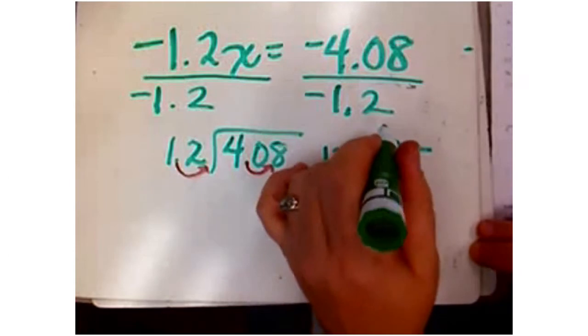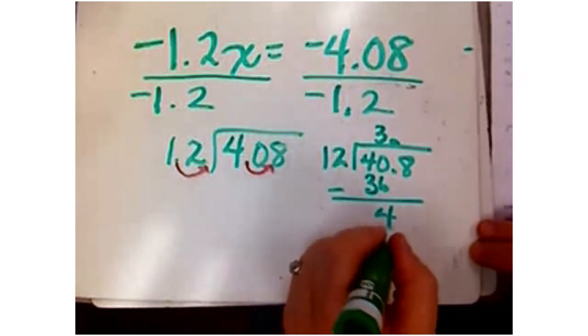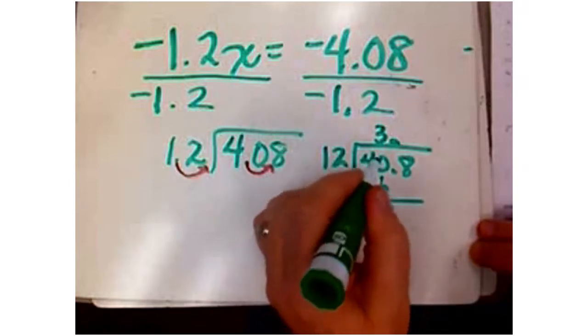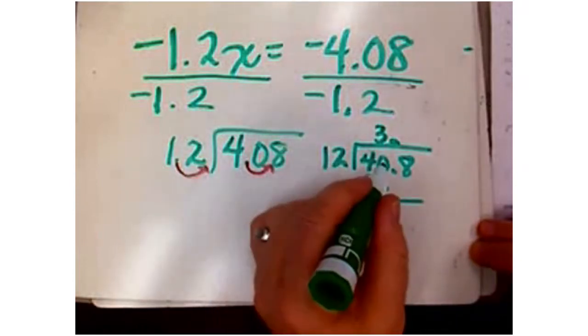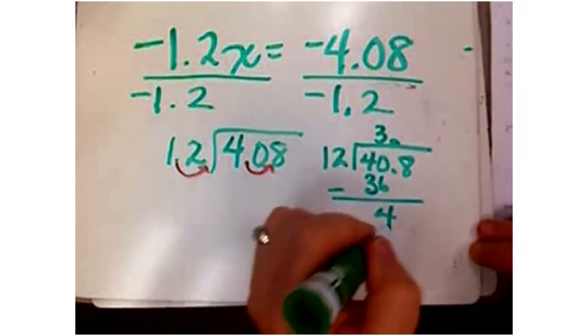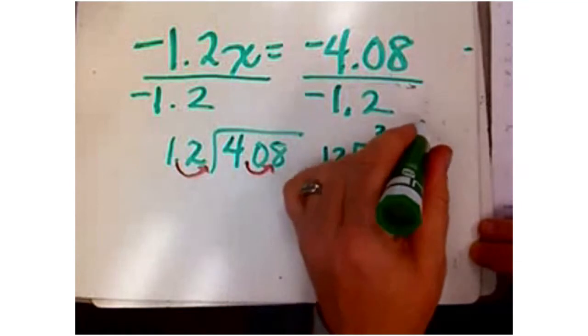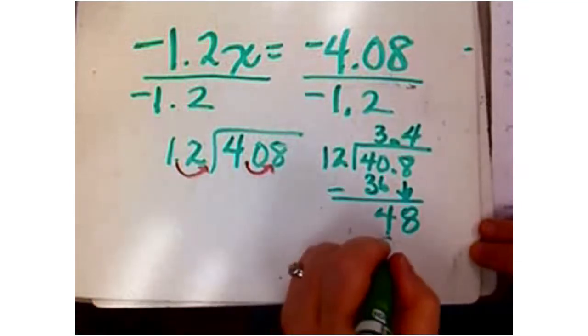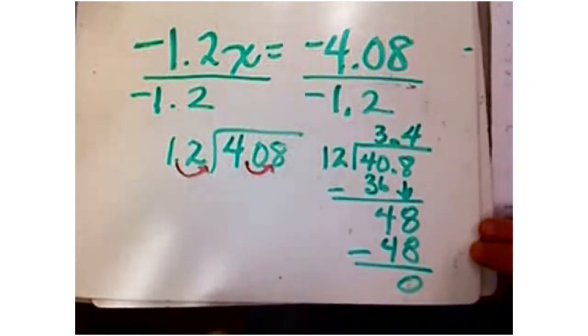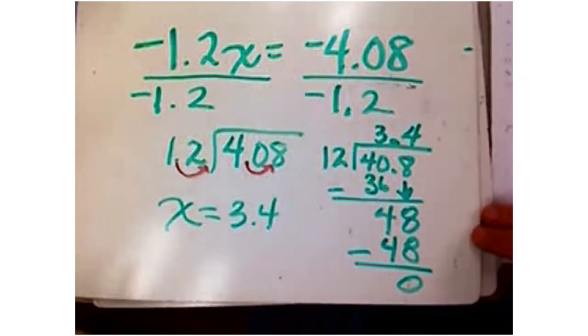So 12 goes into 8 3 times. I subtract 36 and I get a 4. 12 goes into 40, I think I just said, not 48. 12 goes into 40 3 times. 3 times 12 is 36. Subtract 36 from 40, I get a 4. Pull down my 8, and 12 goes into 48 4 times. And that terminates, doesn't it? So x equals 3.4, or 3 4/10.